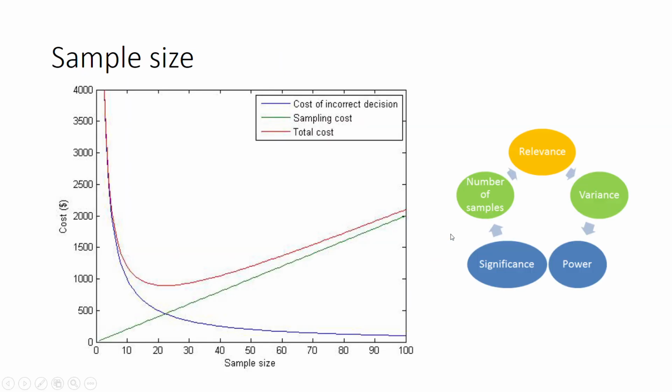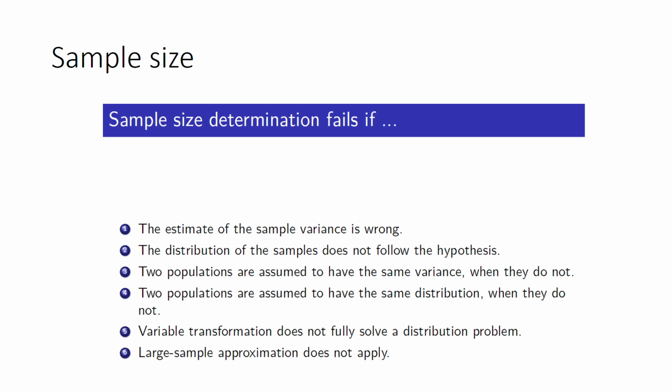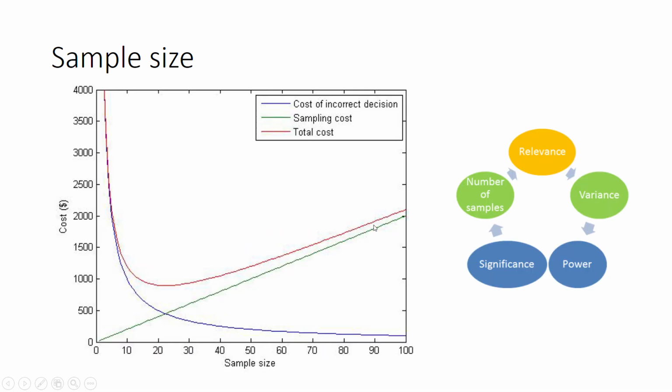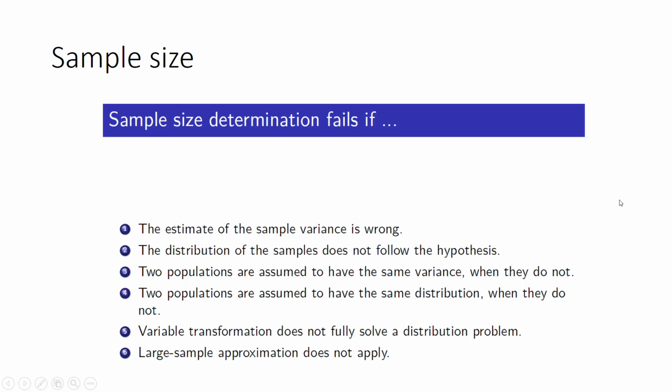Okay, so when will the sample size calculation fail? It will fail if the estimate of the sample variance is wrong. So if this sigma that we have to use for the calculation of the sample size is overestimated or underestimated. If the distribution of the samples does not follow the hypothesis assumed by the statistical test that you are using, if you are violating the statistics in some other way.